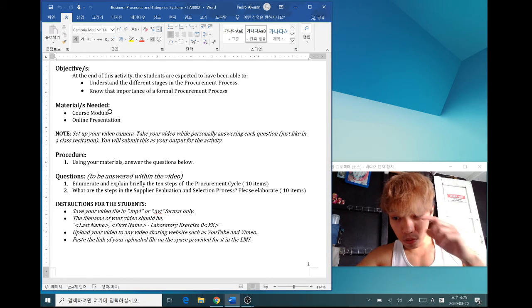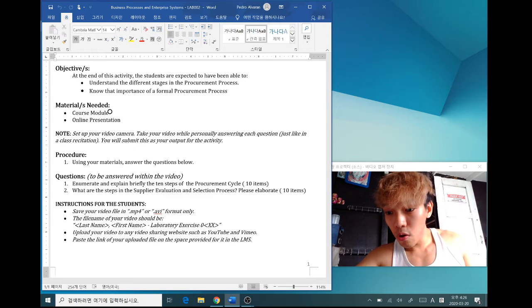So according to the module, we have 10 steps of procurement process. So first is need recognition. Here, the business must know it needs a new product. Like in our company, because I work at Google as an accounts payable analyst, so I'm pretty familiar with procurement process. So, like in our company, when we are promoting a new product, we must know the needs from our internal and external resources.